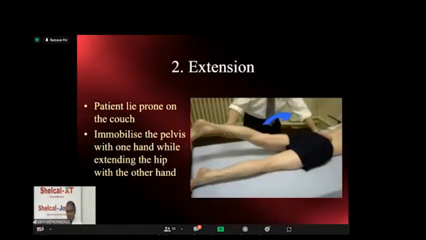Next, extension. You make the patient lie prone on the couch, immobilize the pelvis with one hand, and extend the hip with the other hand. That is the amount of extension. As you know, when there's a fixed flexion deformity, you have to say that extension is 0. Never comment about the opposite movement being present. Fixed abduction deformity, adduction is 0.